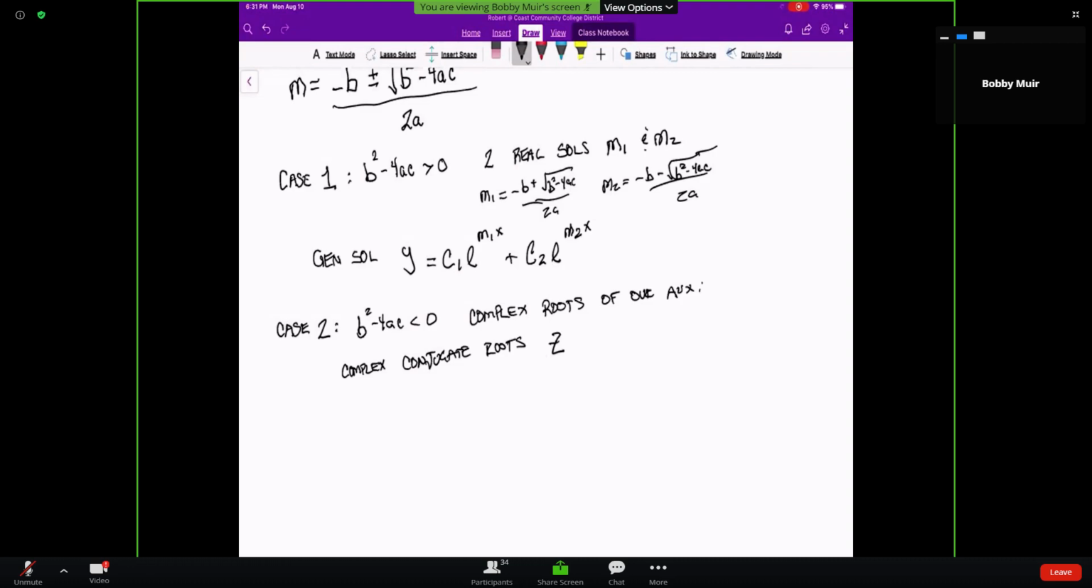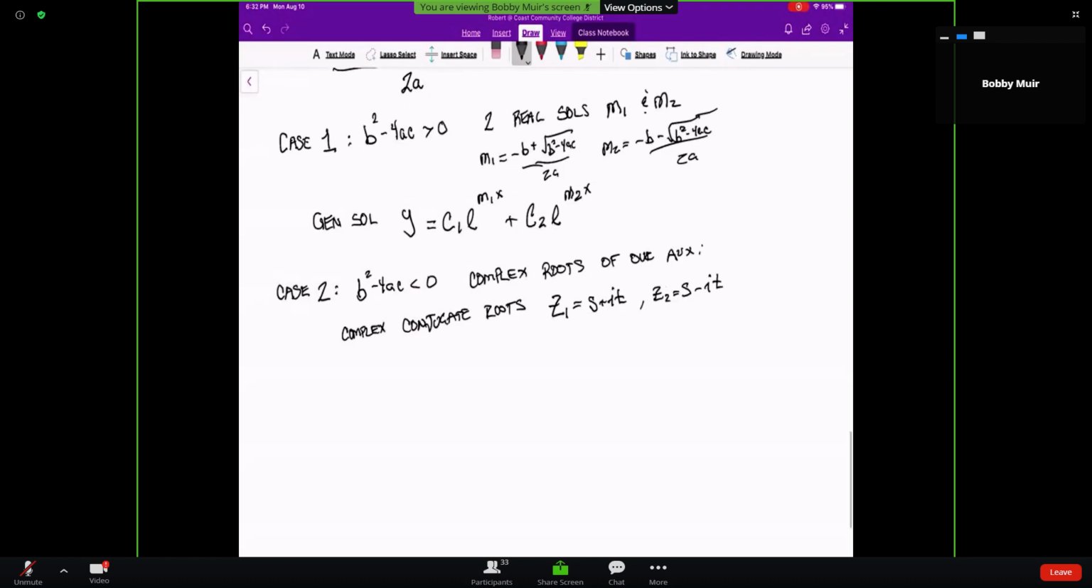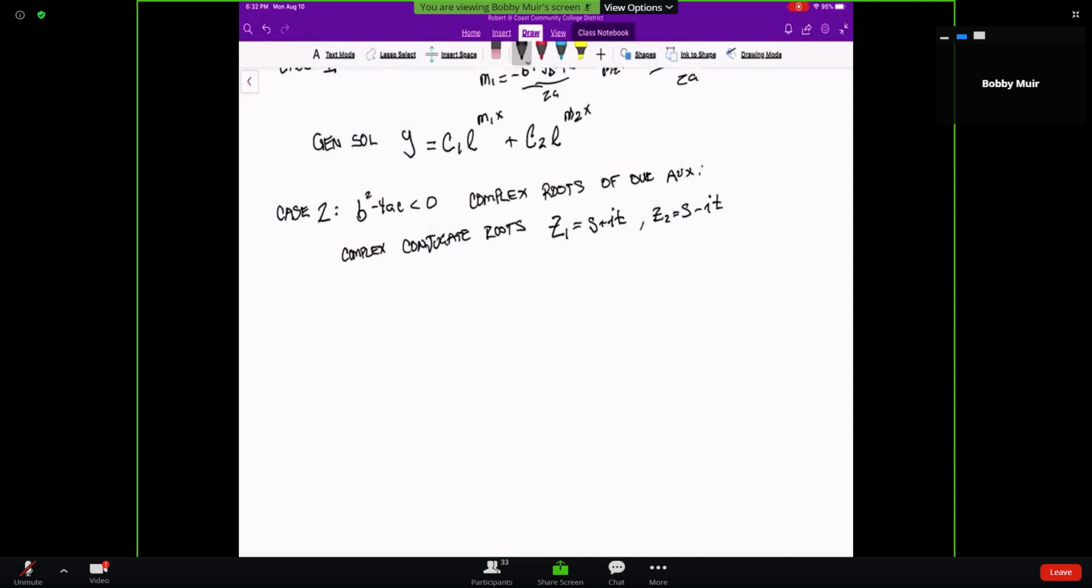So if z1, I've already used a and b, so let's say I'll use s and t. If z1 is s plus it, then z2 is going to be s minus it. Okay, now. Oh, look, it looks like I've been writing sloppily right there. That was not intended. Okay.